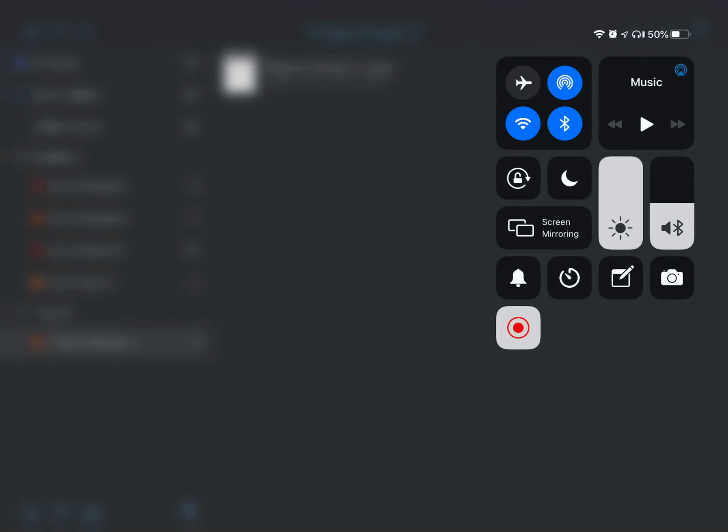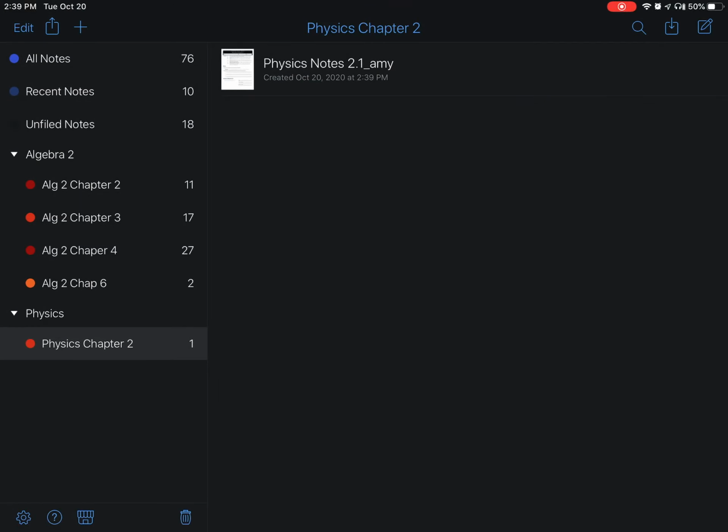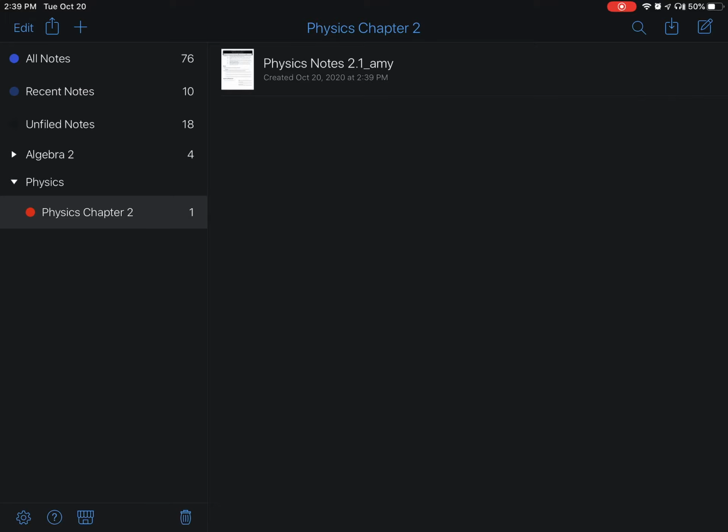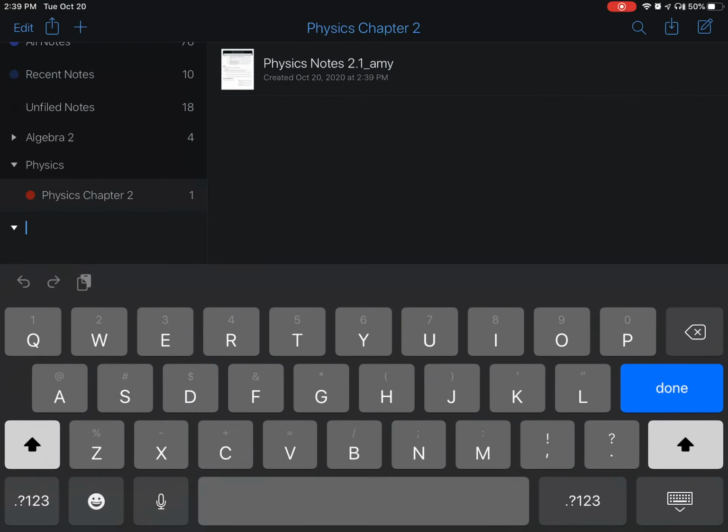Hey everybody, we're going to do our first set of notes here in physics. We actually start in chapter 2. I want to encourage you inside of Notability to add a new divider and call that divider physics.